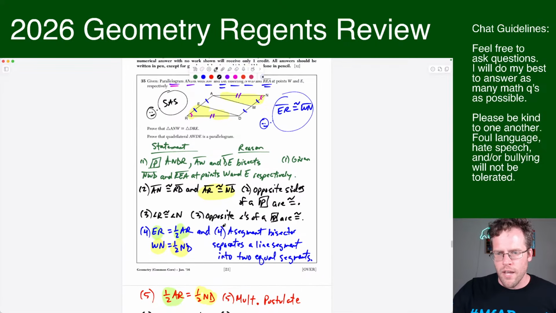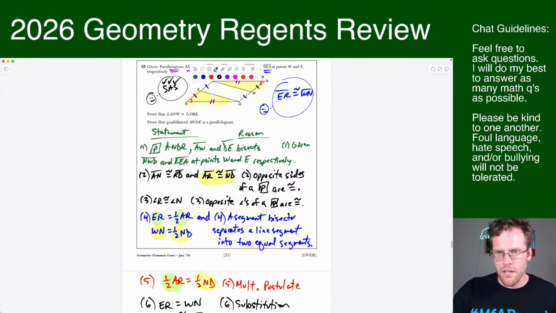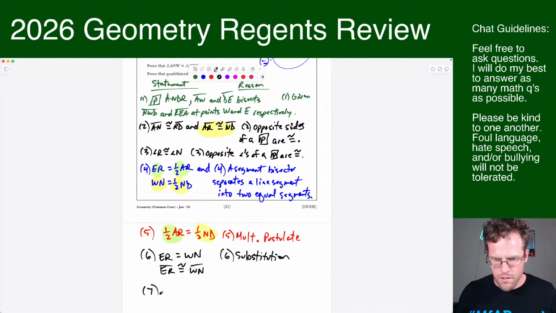All right. So now see what I said? ER is congruent to WN. So I said aside here, I said RD is congruent to AN. And I said angle R is congruent to angle N. So you see I established SAS. So now statement 7, I could say triangle ANW is congruent to DRE. So triangle ANW is congruent to triangle DRE by SAS.